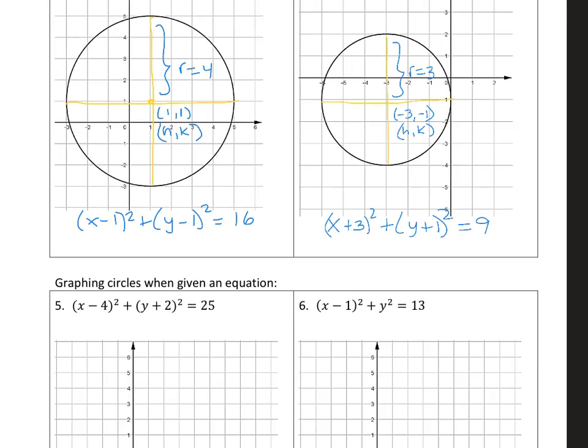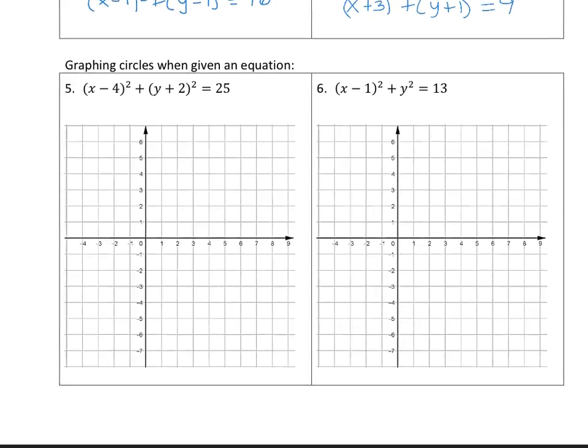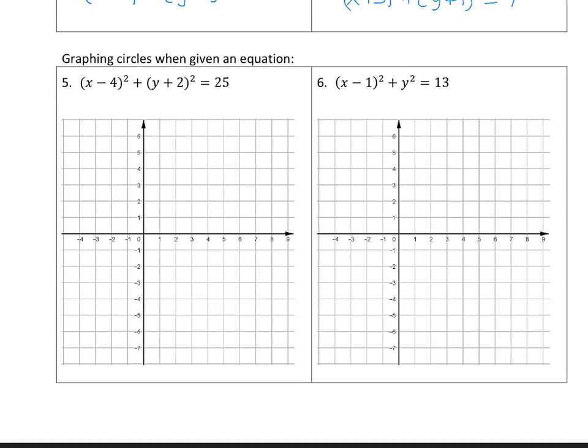Okay, going in the opposite direction, let's take a look at an equation and then graph it. So here we can read our center right here. We're at a center of 4. Because this is plus 2, that's going to be a negative 2 coordinate, and that is r squared. So our radius actually equals 5. So we're going to go to our center, and our center is at 4, negative 2. Here we are. And I'm going to look at a radius of 5.